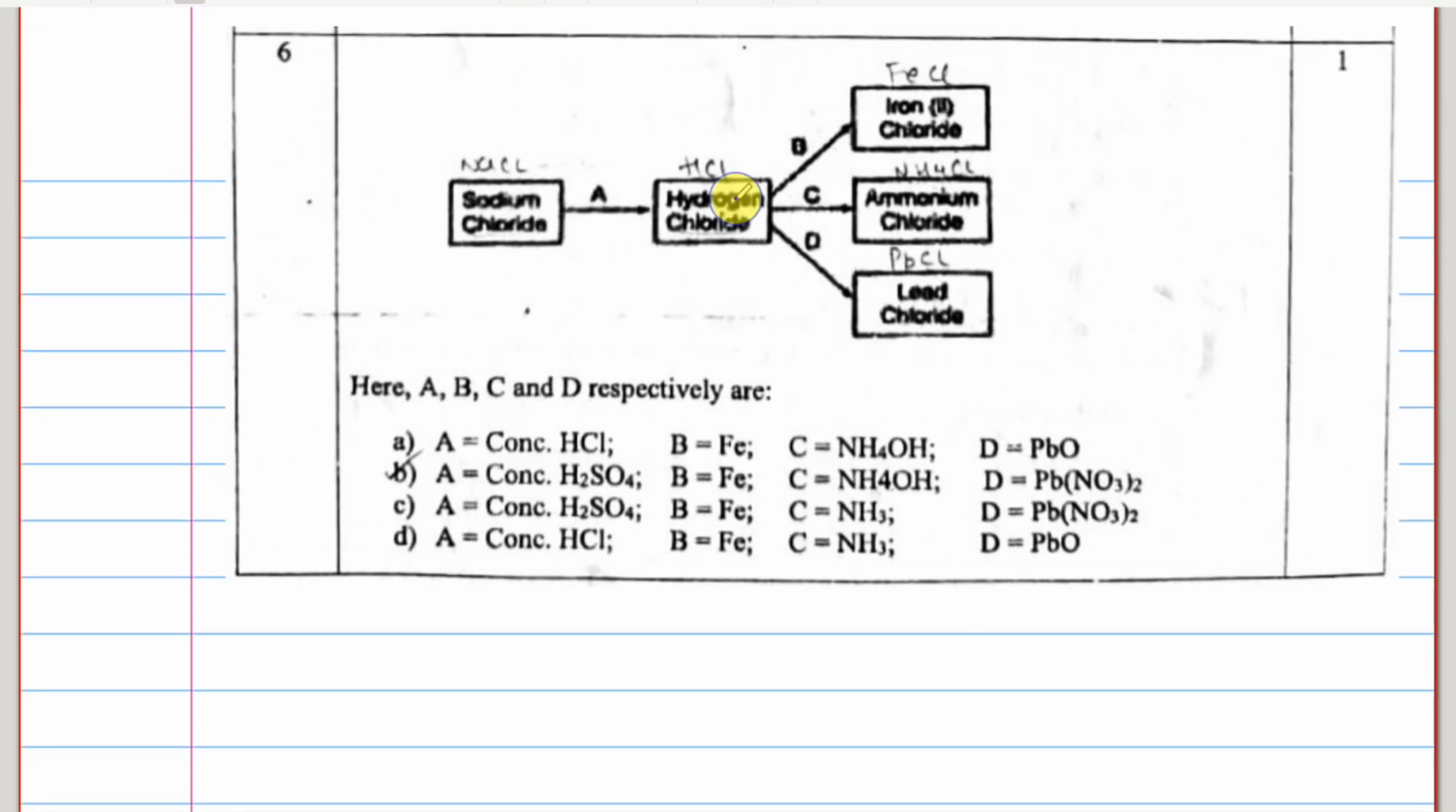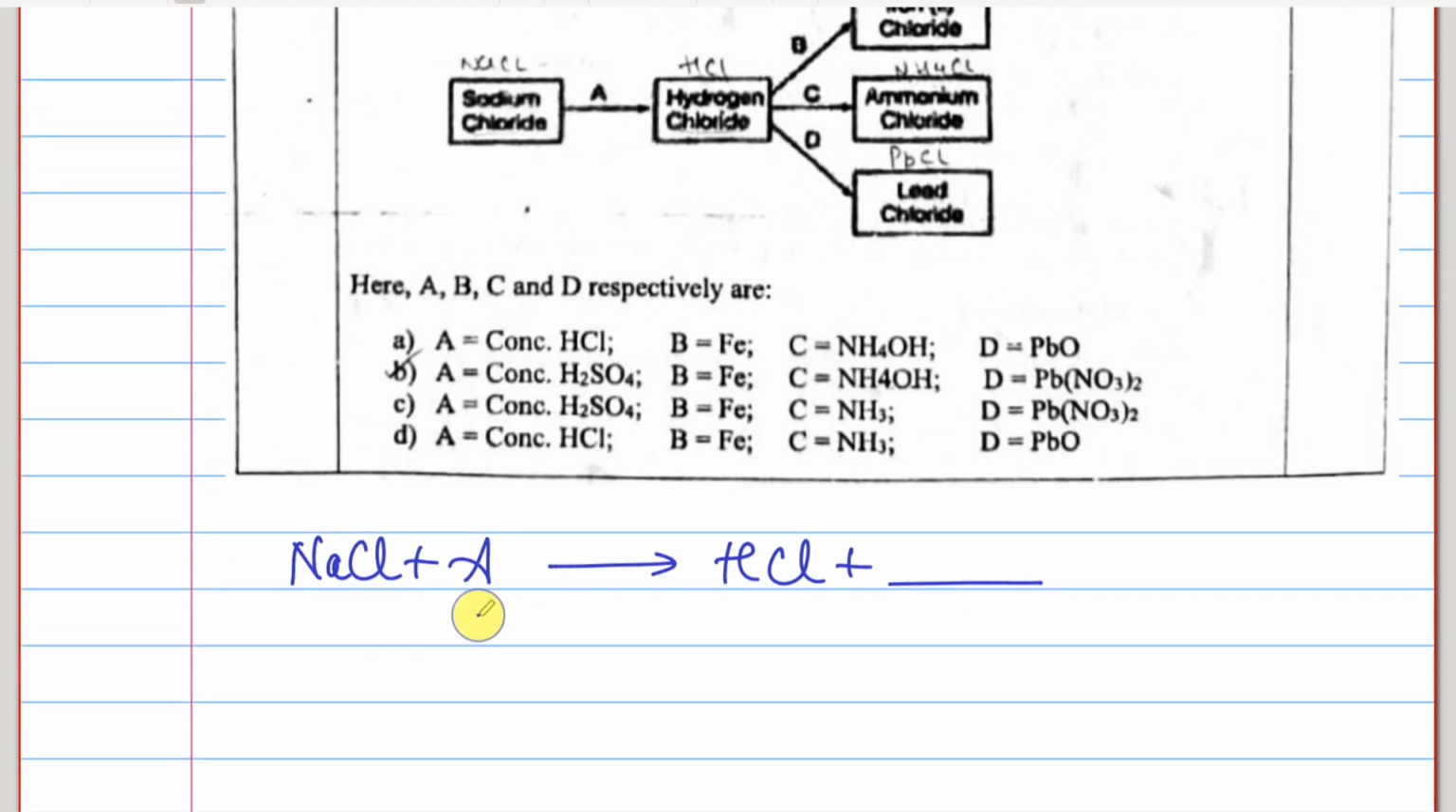You might have faced problem. Most of you might have faced problem in solving this question. So let us just break out this question into parts. Sodium chloride is reacting with a substance A to form hydrogen chloride. Let us write it down. Sodium chloride is NaCl. NaCl is reacting with some substance A to form HCl. So NaCl plus A is forming HCl plus something else might be being formed.